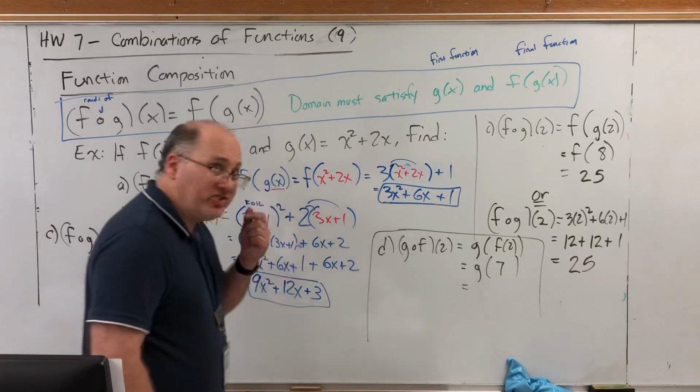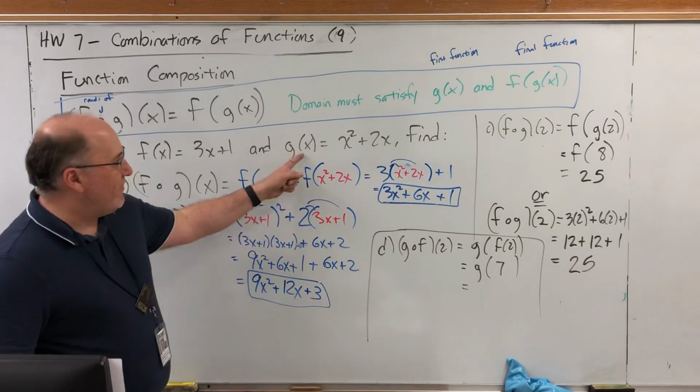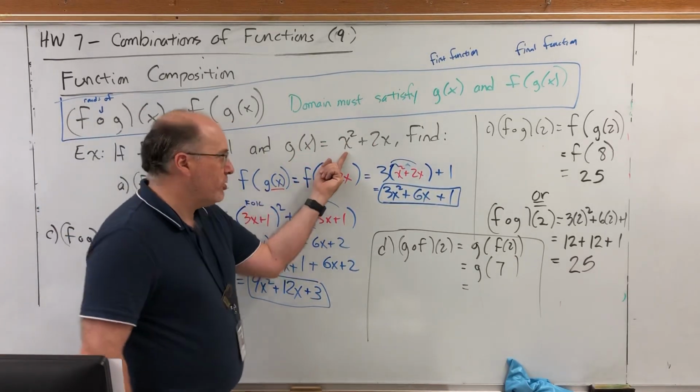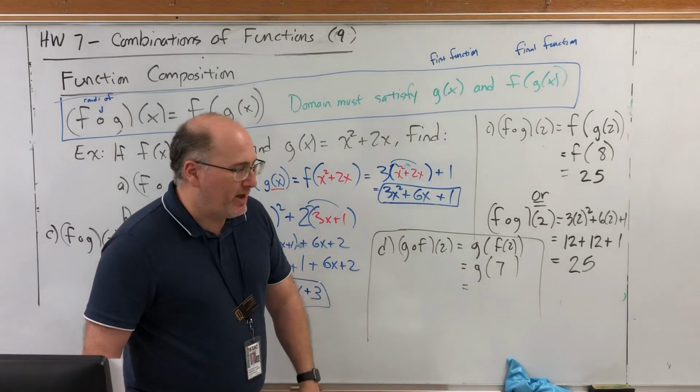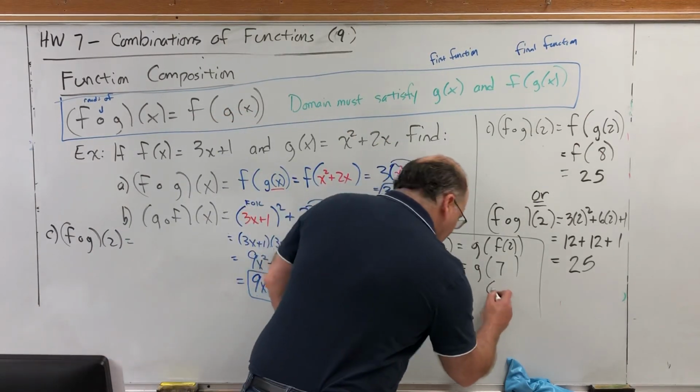Now I have to g the 7. If I put the 7 into the g function, 7 squared is 49. 2 times 7 is 14. 49 plus 14 is 63.